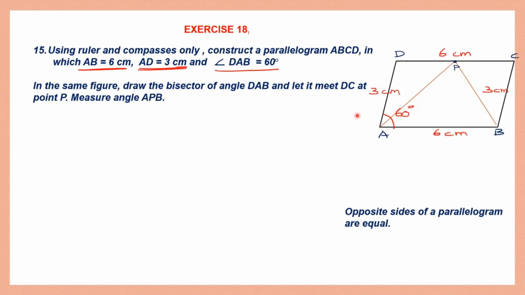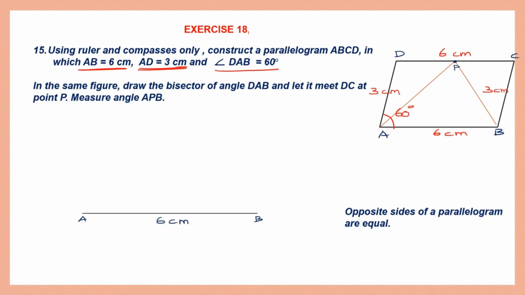Let's use this for reference and draw our main figure. So the first step is to draw line segment AB, that is 6 centimeters. So we have line segment here. Let's write it as AB. Remember to use your ruler to measure and draw the correct measurement. So this is 6 centimeters.